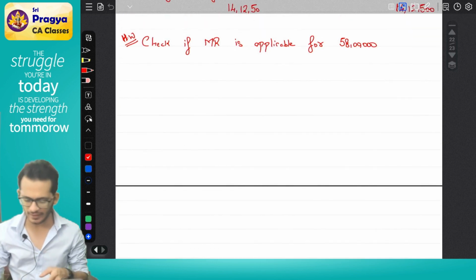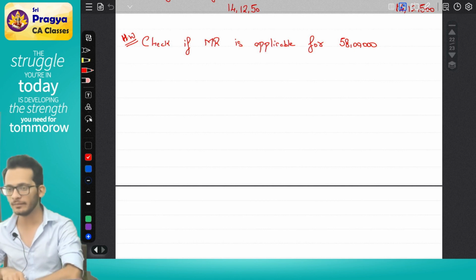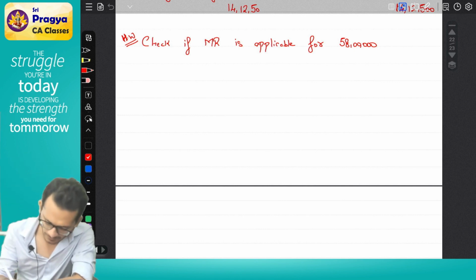I gave you homework yesterday. Can you help me with this answer? Check if MR is applicable for 58 lakhs. Is MR applicable? No, MR is not applicable. Why is MR not applicable?